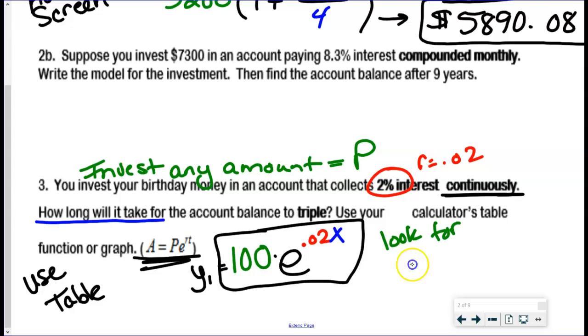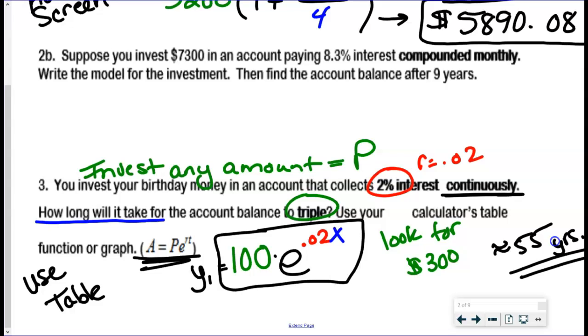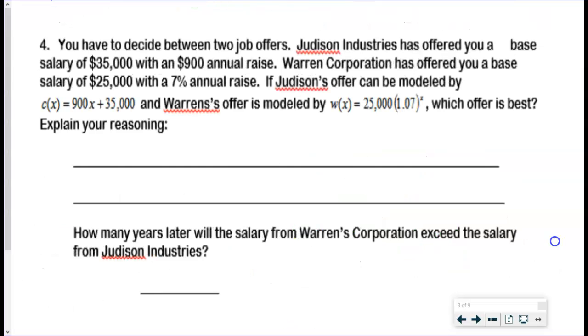So for me, if I'm looking for my $100 to triple, I'm going to be looking for $300. And if I do that, I get about, and it takes a while, 55 years. That's a really slow rate of growth, so it's going to take kind of a long time. We'll come back to those questions on how you can solve them to get a bonus score later on. All right, the Warren and Judson question.